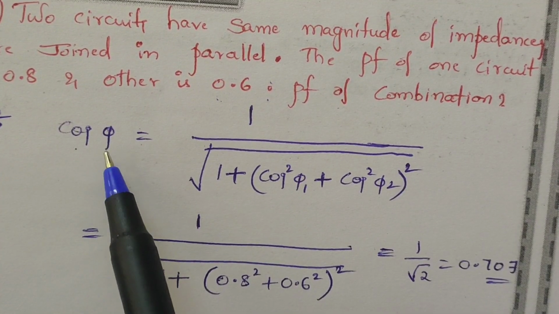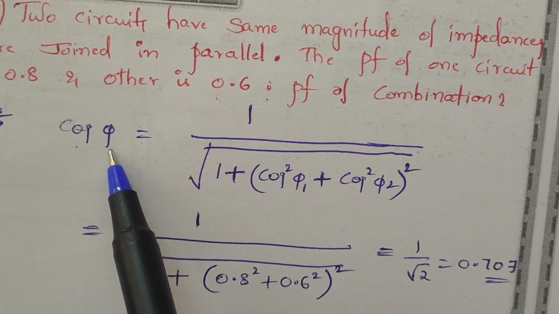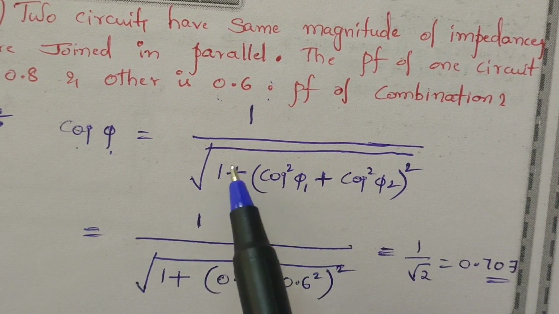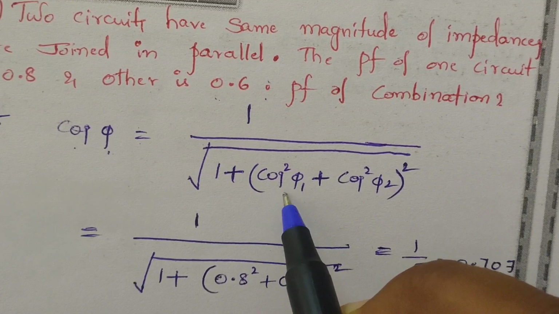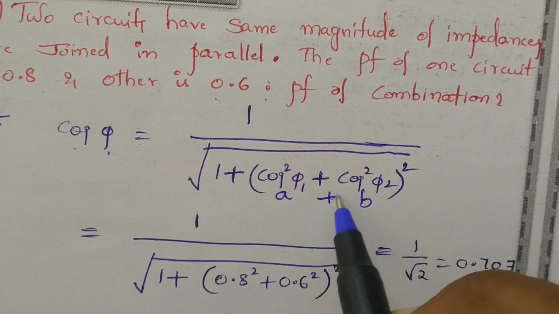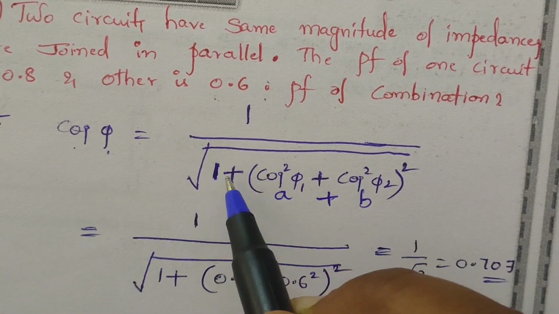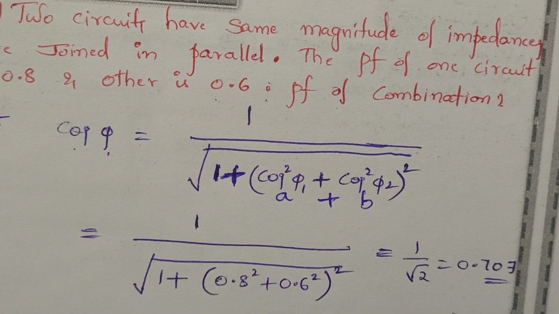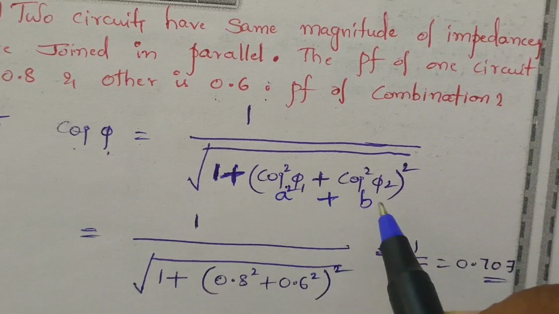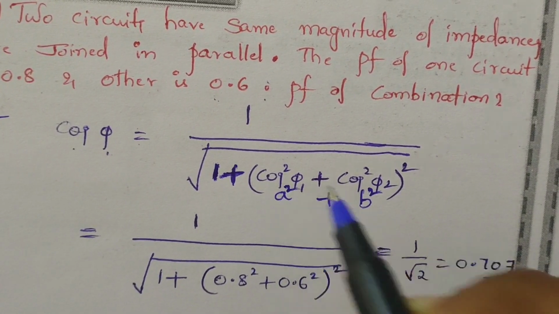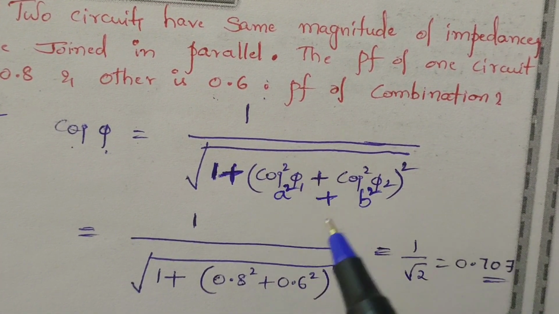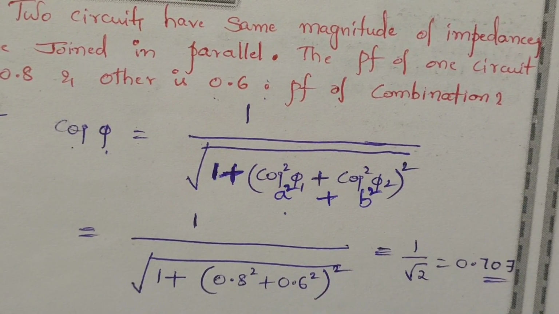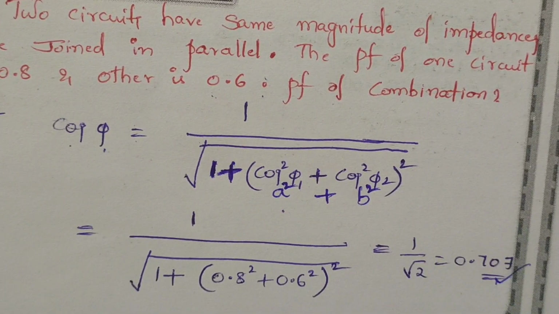There is one direct formula to find the power factor of parallel circuits, that is 1 by the square root of 1 plus (A plus B) whole square. You can remember it as A plus B whole square. 1, which is constant, plus (A plus B) whole square, that is cos phi 1 plus cos phi 2. Remember it as 1 by A square plus B square. You will square inside and add them, and do the overall square. You will get the answer as 0.0707.